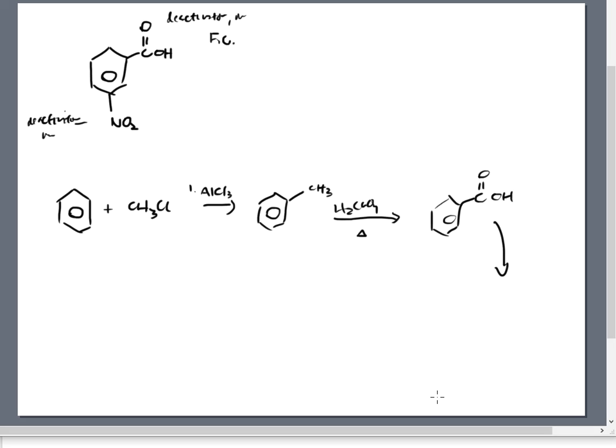Well, from that point, I need to put a NO2 group on. That NO2 group is going to come from the addition of HNO3 and H2SO4. I'm nitrating it. So I'll get the carboxylic acid piece, and at the meta position, I now have added my NO2 group. So there you go, folks.